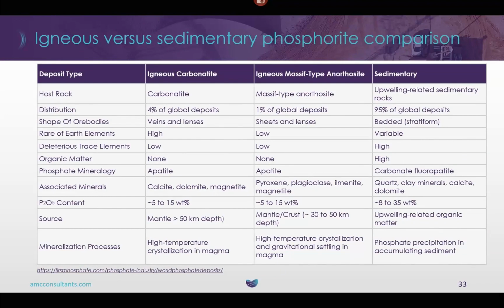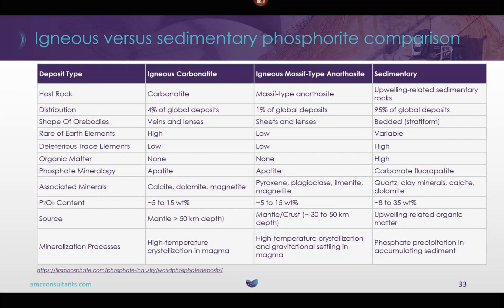We need to understand the different types of deposits that we've got and the economic viability. So, as you can see from here, we can start looking at carbonatites. They tend to be relatively low in contaminants. The problem with them is that they tend not to be as reactive, so you normally need to blend them with something else. And a lot of the carbonatite deposits tend to be associated with rare earths.